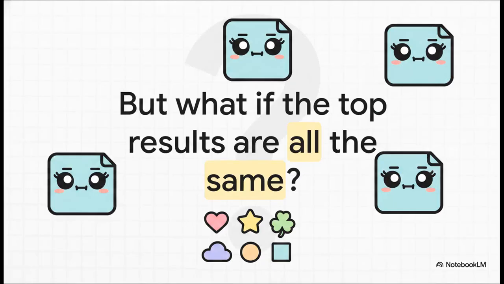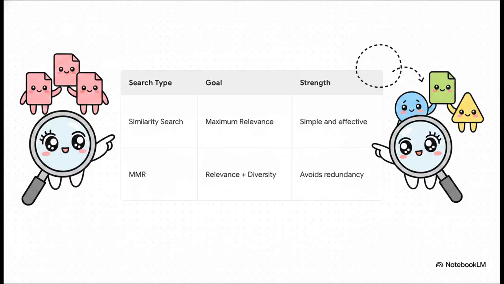Okay, so you set your K to, let's say, 3. But what happens if the top 3 most similar documents are, well, basically identical? They're just rephrasing the same point over and over again. You're not actually getting new information. You're just getting redundancy. And this is a super common problem. So the solution is this clever technique called Max Marginal Relevance, or MMR.